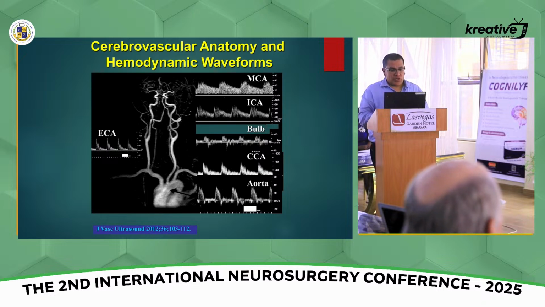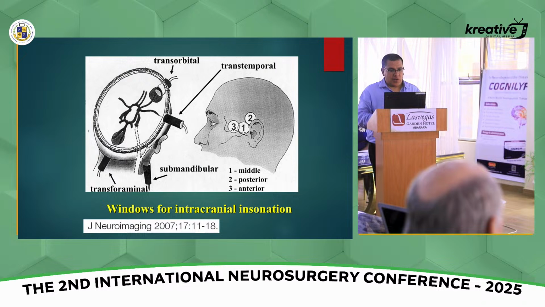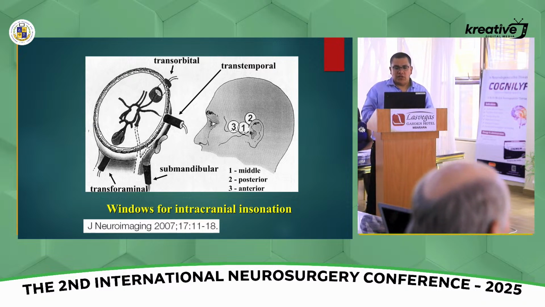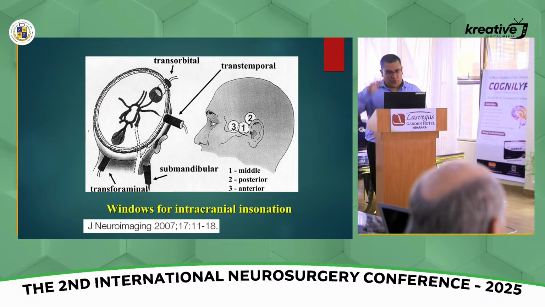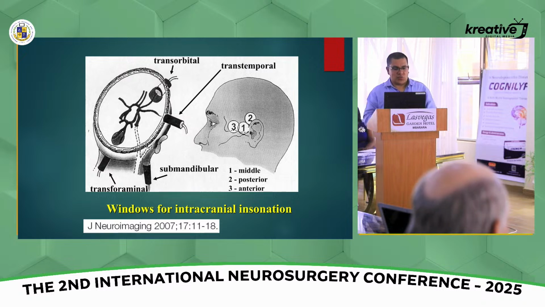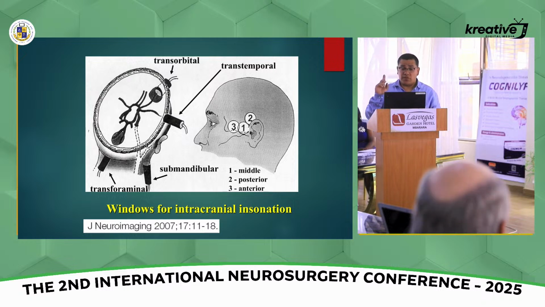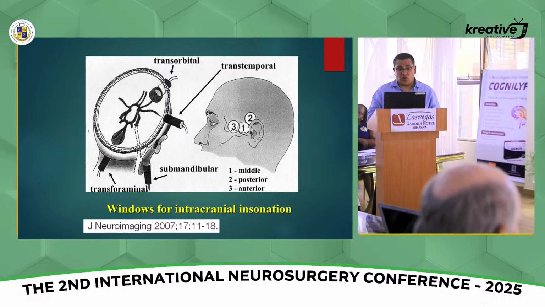Other windows that can potentially be used, besides the transtemporal and transorbital, are the submandibular, that we don't use very often. The majority of patients have C-collars, or they have spinal instability, or high ICPs, so manipulating the jugular area right there is a little bit tricky. And obviously we cannot turn them around and tilt the heads too much to actually get a transforaminal window. However, depending on the depth, and we'll talk about that in a second, we can access even the basilar artery from the transtemporal window as well.